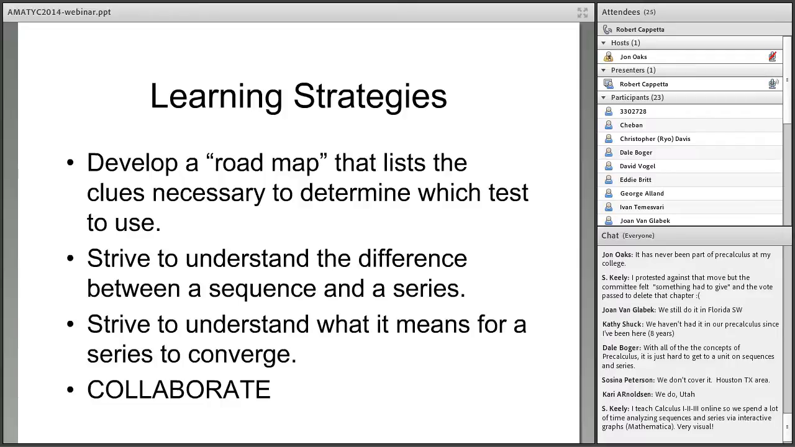And since this is a conceptually rich topic, students will benefit quite a bit if they collaborate. If students can work together on these problems, they can bounce ideas off of each other, they can grow through that process.